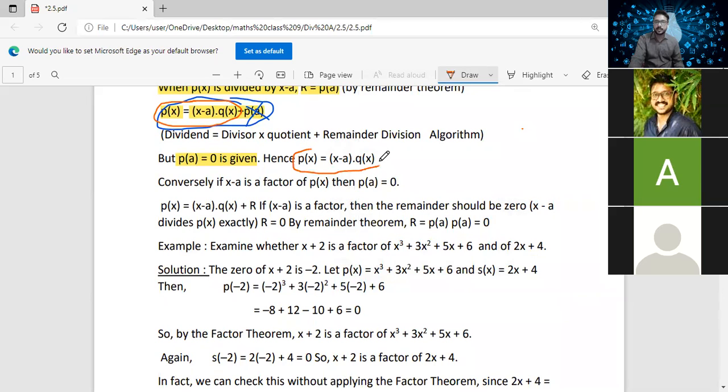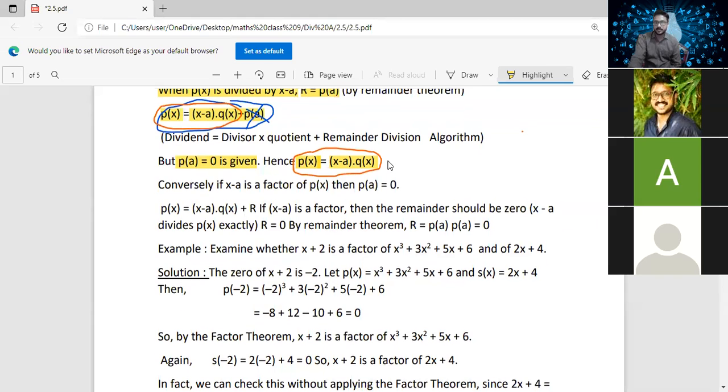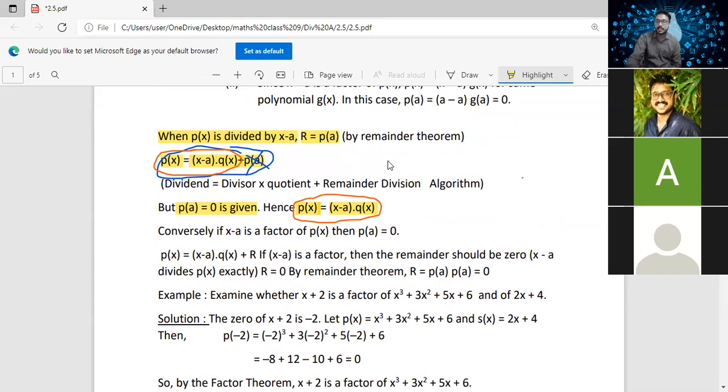See, that is what we have written here. P of x equal to x minus a into q of x. And what does it mean? It means that a polynomial p of x is equal to the product of two other polynomials, x minus a into q of x. Which means what? In the example that I have just shown to you earlier, number 15 is equal to 3 into 5. So we can clearly say that 3 and 5 are the factors of 15.